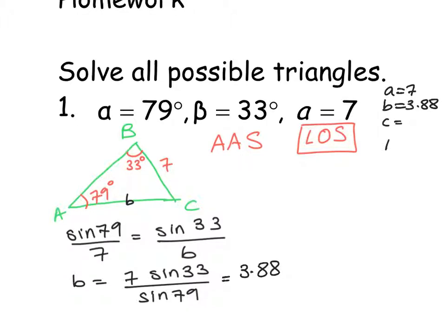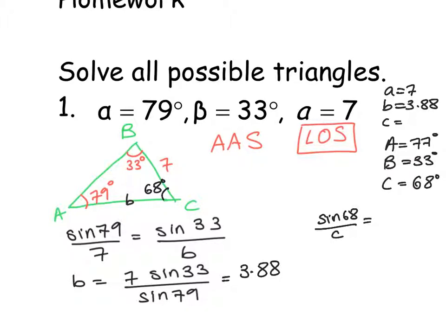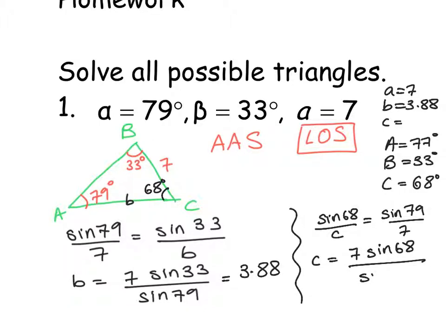I know angle A is 77 degrees. Angle B is 33. And I can find angle C since it's 180 minus angle A minus angle B. So that's 68 degrees. Now to find side C, I'm going to do sine of 68 over C is equal to sine of 79 over 7. So again, C is equal to 7 sine of 68 over sine of 79.